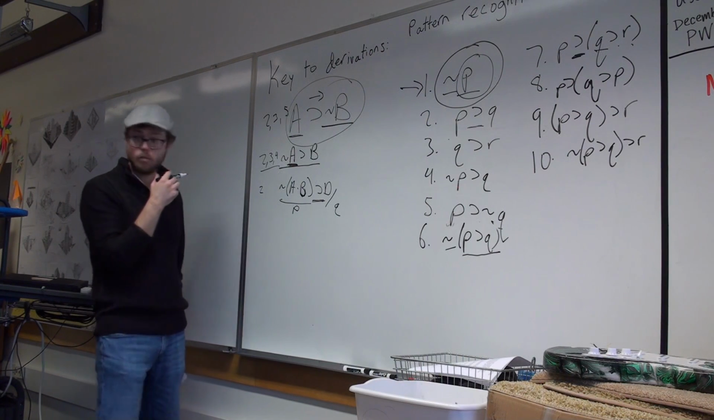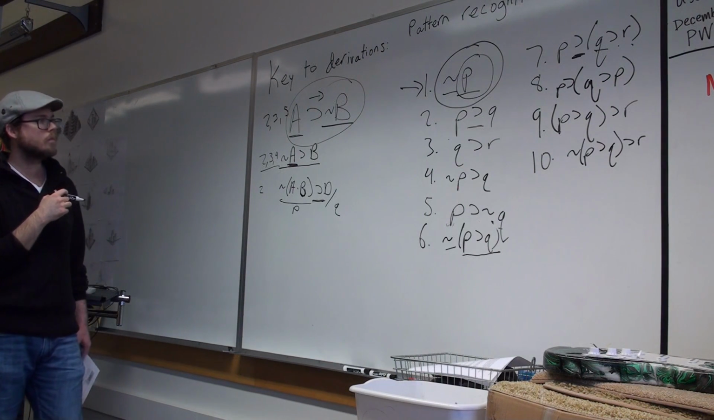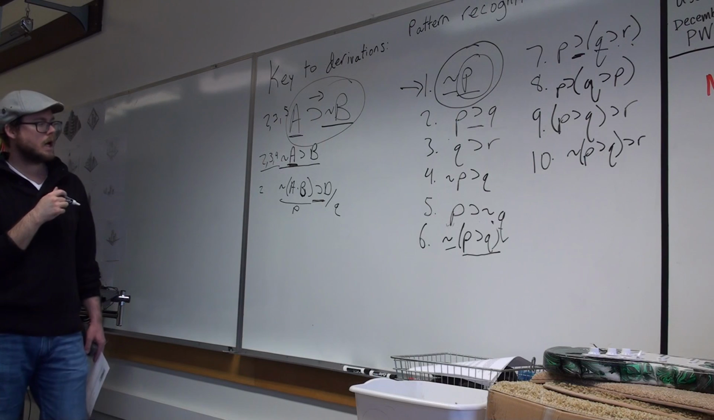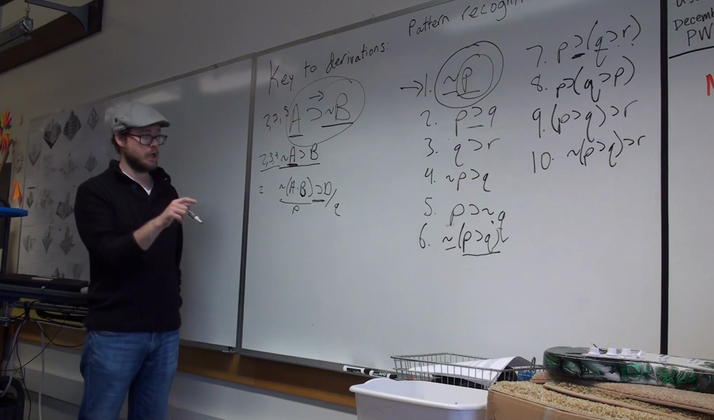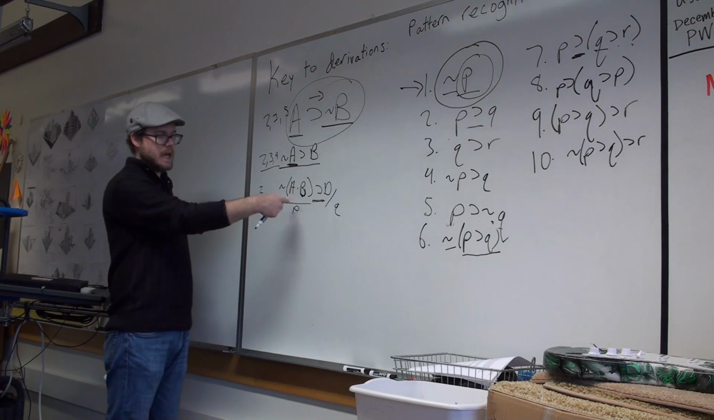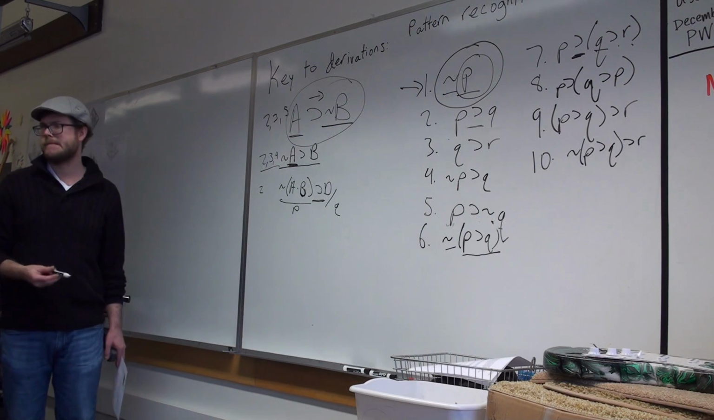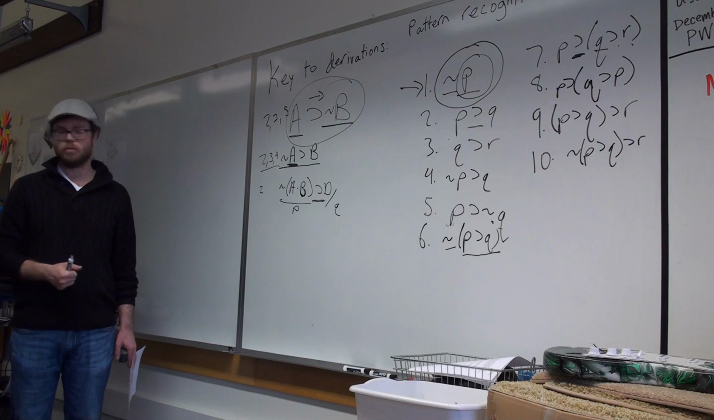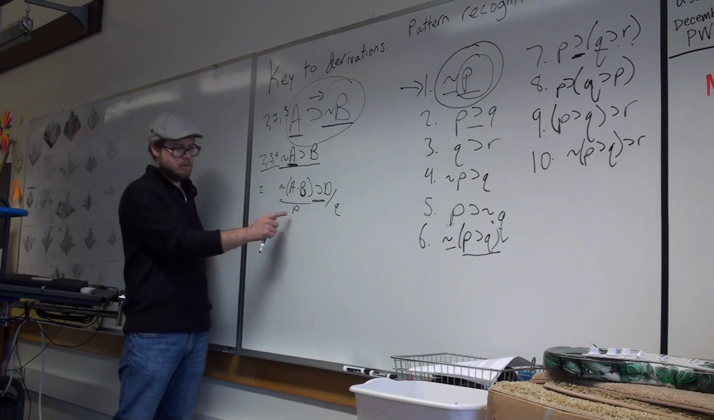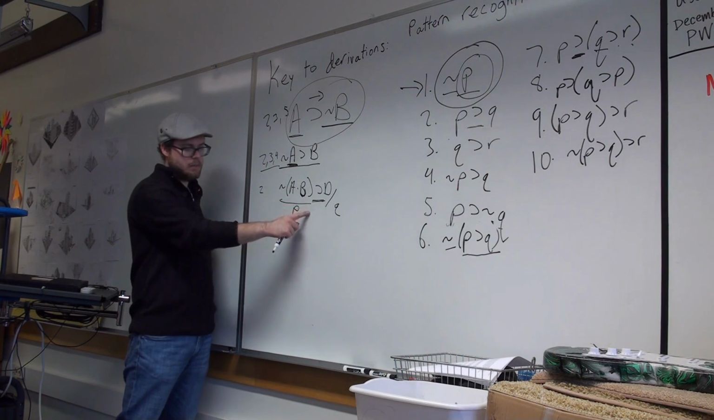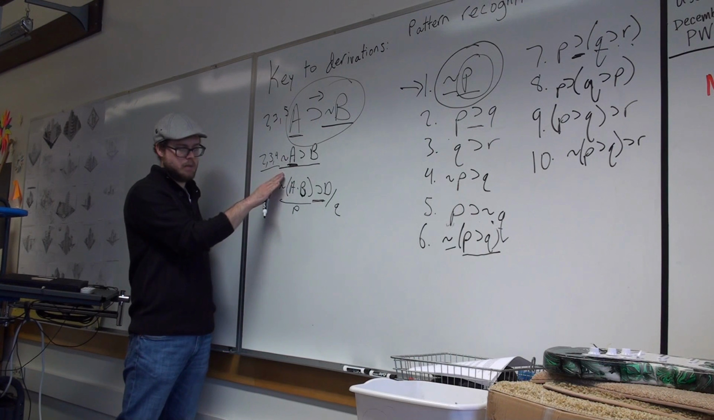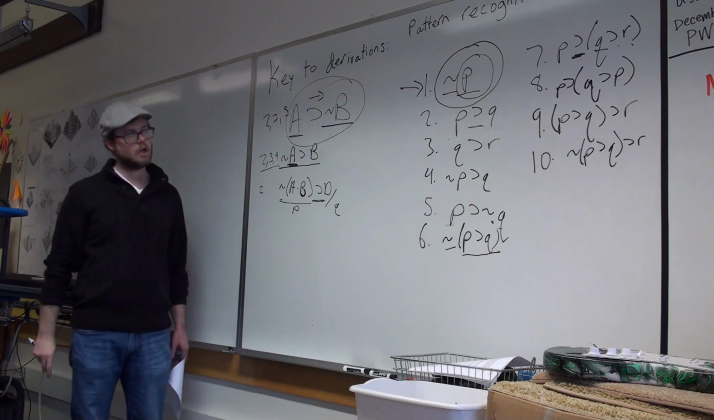Wait, isn't this just the A and the B that are not? Okay, good question. Is our P going to be just the A and the B, or the negated A and B? Laura, what do you think? Which one should it be? Is the whole thing the P or is it just the A and B? Which number are we looking at? Number 2.